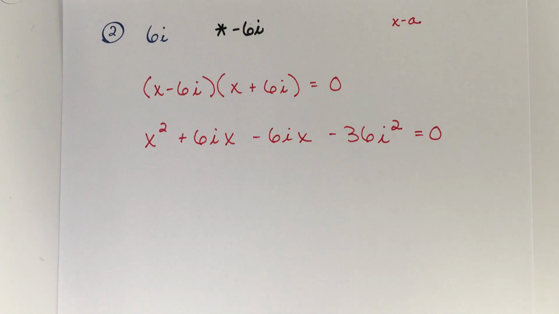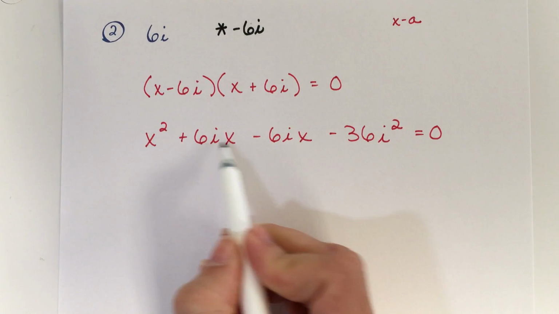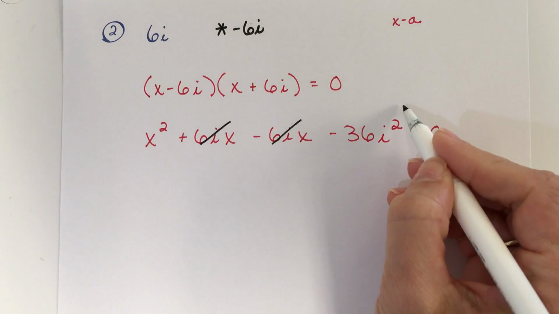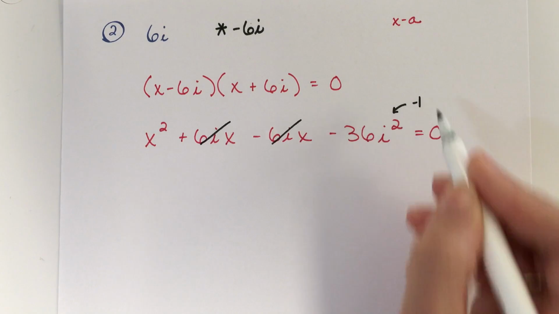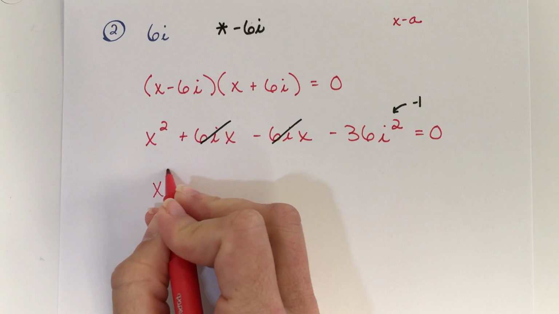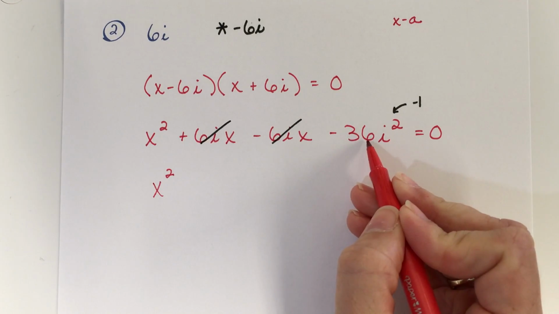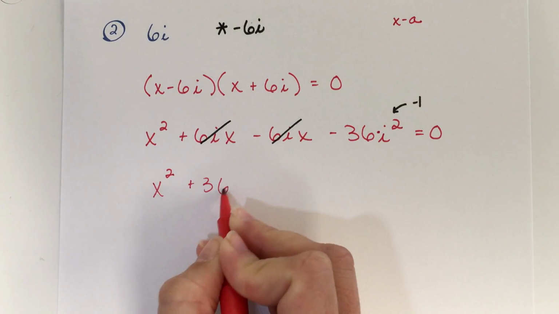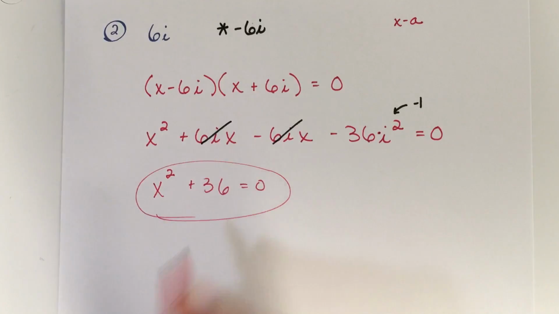Okay, so let's simplify this. These two are going to add out. That's going to end up giving you 0. And then we replace the i squared with negative 1. So we've got our x squared. So negative 36 times a negative 1 is a positive 36. There's my answer.